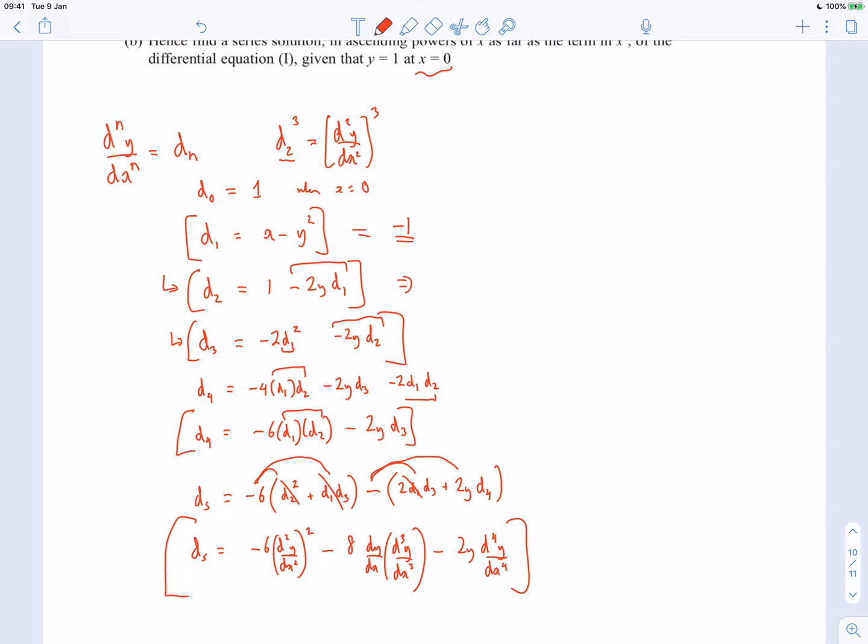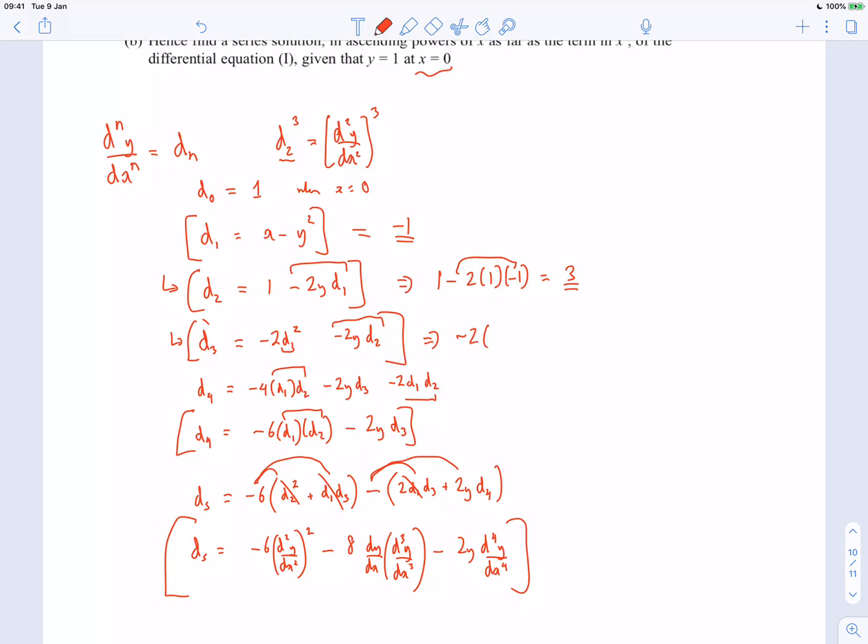That is 1 minus 2 lots of y. So that's 1 minus 2 lots of 1, because y is 1, times by d1, which is minus 1. That looks like it's going to be 3. Now it's really important you don't mess this stuff up, because stuff carrying forward is going to make this a nightmare. d1 is definitely minus 1. Minus 2 times 1 times minus 1 is plus 2. So this whole thing becomes plus 2. 1 plus 2 is 3. Right, fine. Moving on. Third derivative is minus 2 lots of d1 squared.